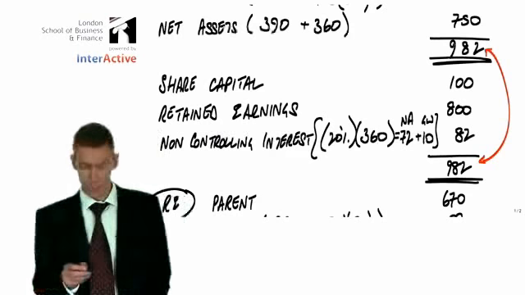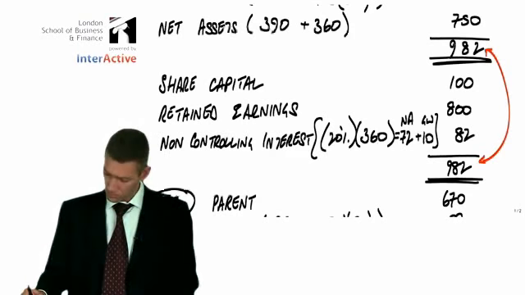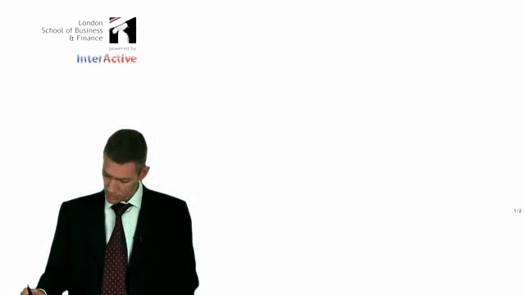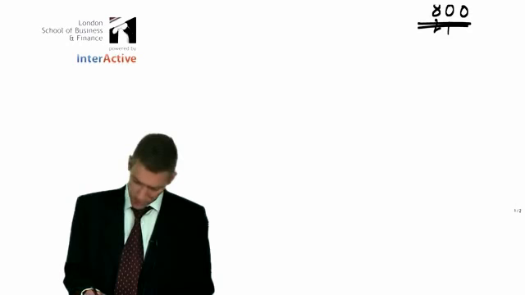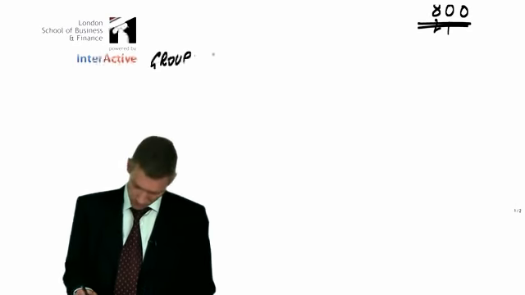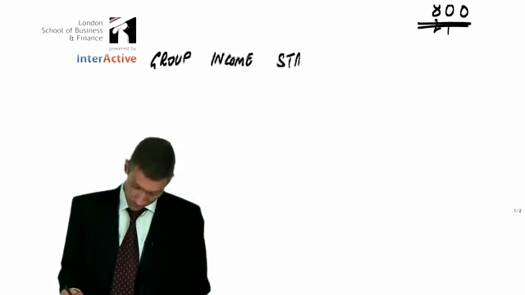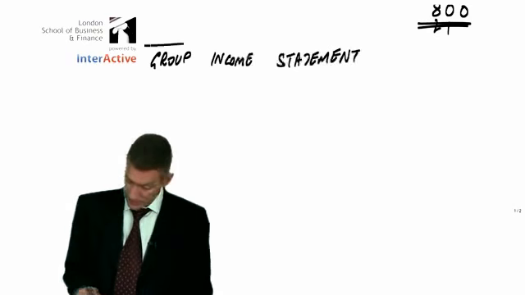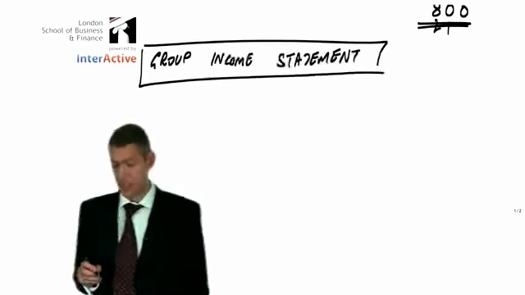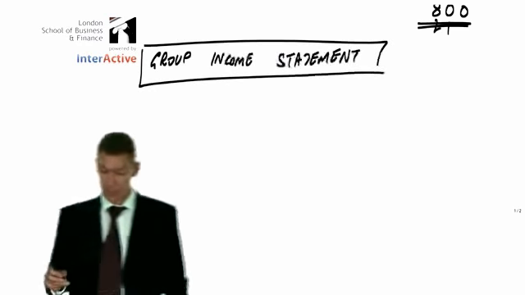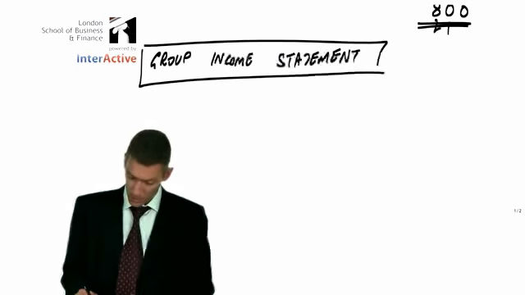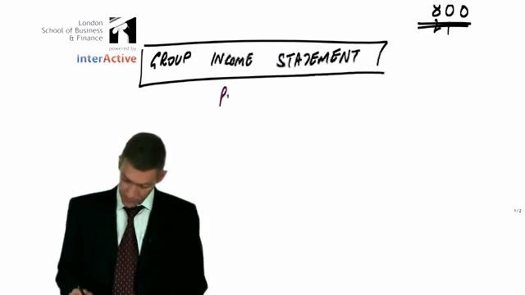So I'll see if I've got plenty of space to do my income statement. You'll probably need a full page. Yes, I seem to have plenty of space. So, group income statement. Personally, I like to use columns on the group income statement. It seems to work for me. It's not compulsory, but it does seem to help.